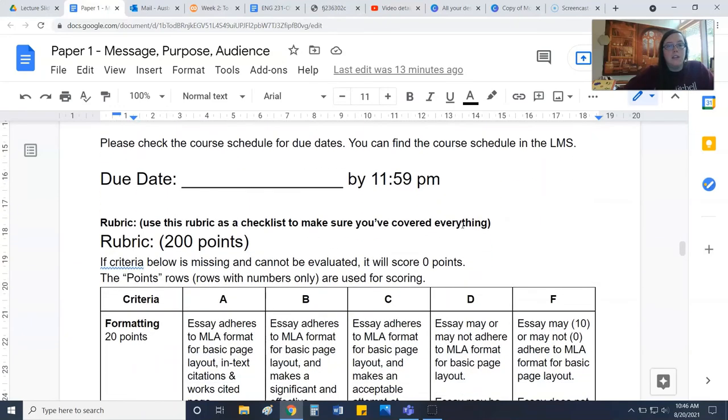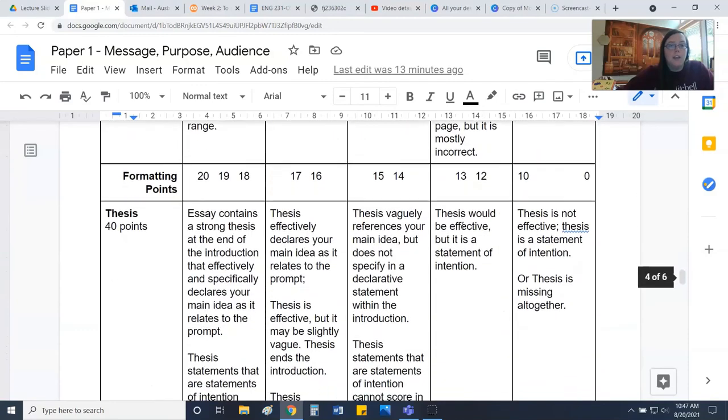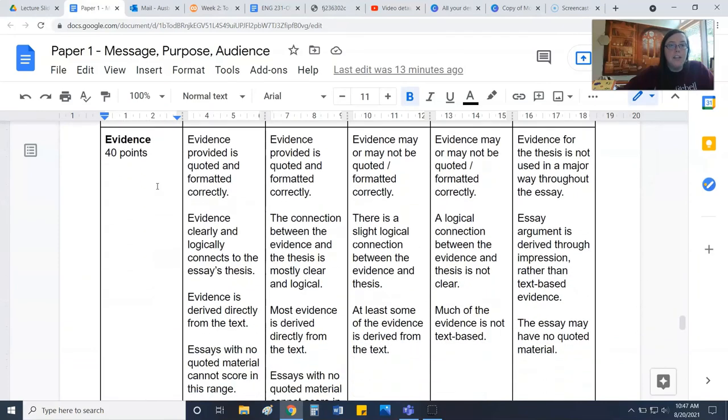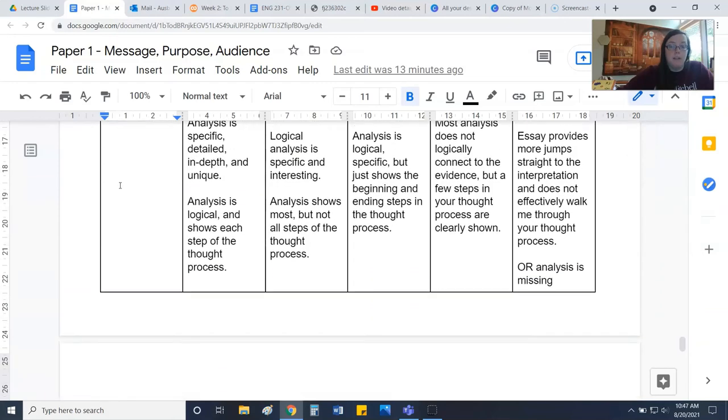Of course, you turn this in on the LMS. With the rubric, I'm looking at formatting. I am looking at your thesis statement. I'm looking at your ability to identify: do you tell me what the audience is? Do you tell me the purpose? Do you tell me the message? I'm looking at your ability to provide evidence to support that identification. I'm looking at your ability to analyze that evidence to further support your identification of audience, purpose, and message.